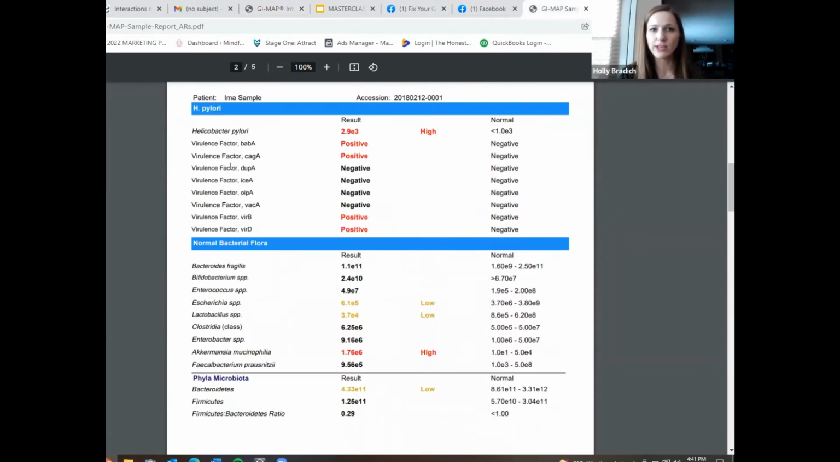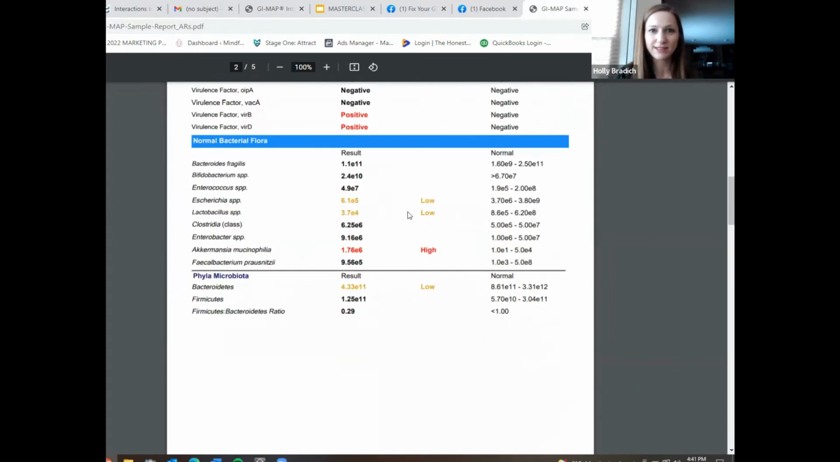So it tells you more about each of these virulence factors and where it might cause symptoms in the gut, for example. But again, this is a very complex thing that you would want to do only with a practitioner and not a DIY thing. Because as you can already see, just because something is positive doesn't mean it's a problem. So it's very, very complex.